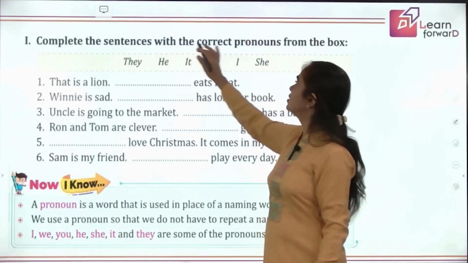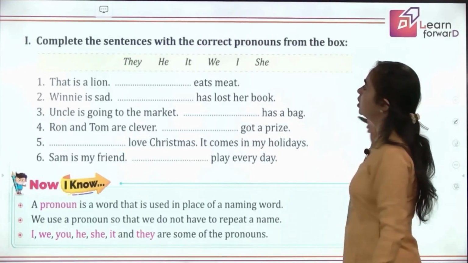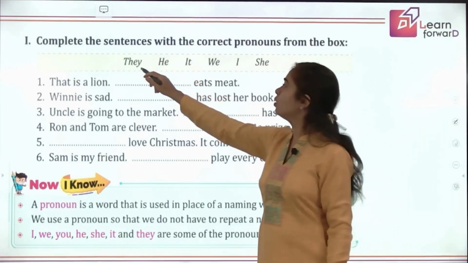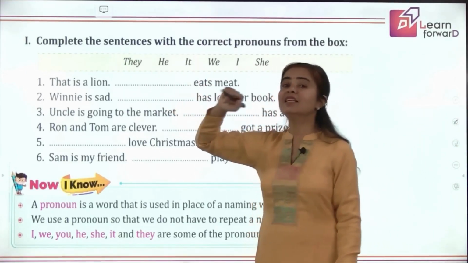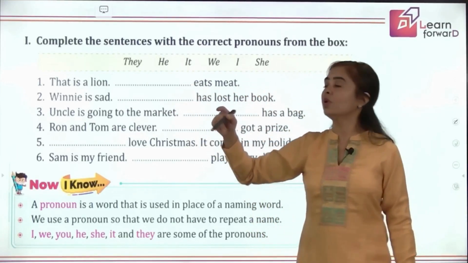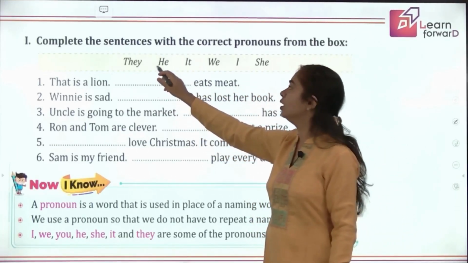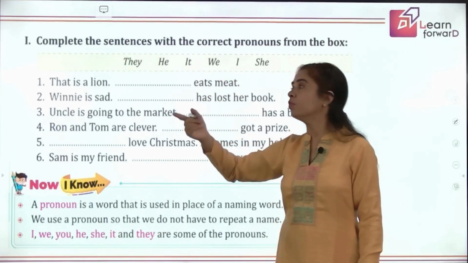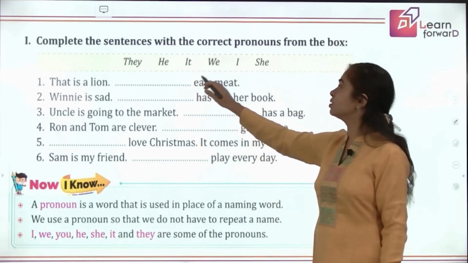Complete the sentences with the correct pronouns from the box. So these are the pronouns you have to use. See, they. It's a third person pronoun and it is used for many, plural. He is again a third person pronoun. It is also a third person pronoun.